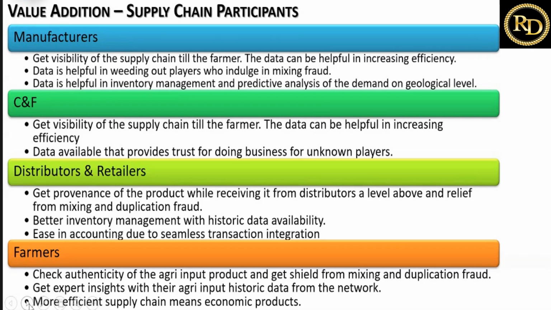So you can pinpoint every specific location where the value chain is not efficient and what fine-tuning is required, whether it's a logistics problem, whether a C&F is not doing the work right, or whether a distributor or retailer is not actually ensuring the right practices.